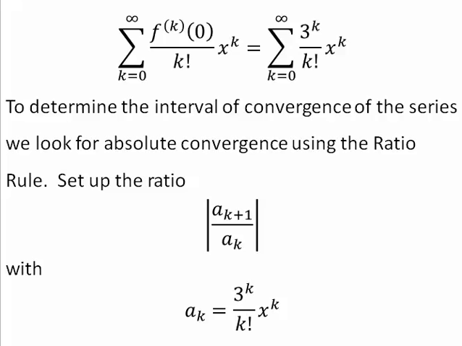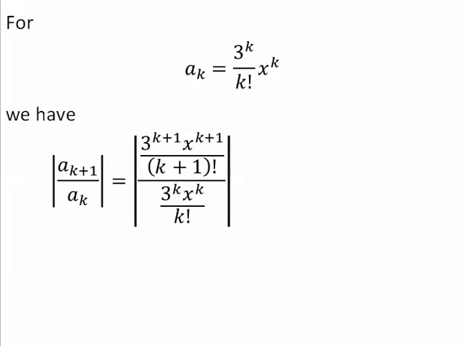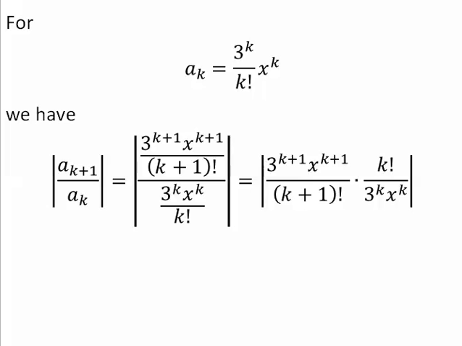To determine the interval of convergence of the series, we look for absolute convergence using the ratio rule. You can use any rule you want, but I like the ratio rule. So let's set that up, and we're looking for absolute convergence. And the first thing we do is find the radius of convergence, and then that'll help us find the interval of convergence. All right, so set up your ratio. That looks pretty ugly. How about if we flip and multiply? Flip and multiply, and this is what we get.